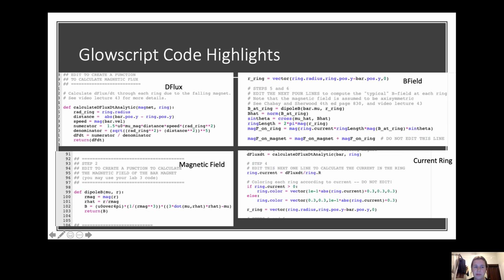Some highlights from the Closed Script code. D flux I calculated here. I wanted to point out the parts where I edited the Closed Script code itself. You can see that I also determined the magnetic field here due to the dipole. And then in terms of B field, I also edited this here to include the ring measurements. And then with the current ring, I edited this last part to match.